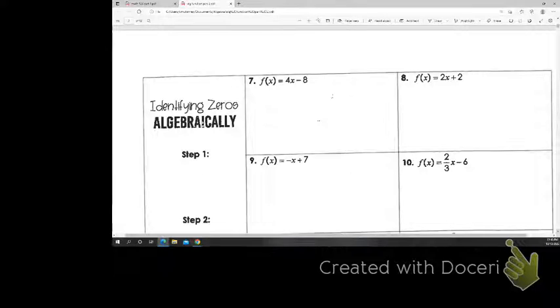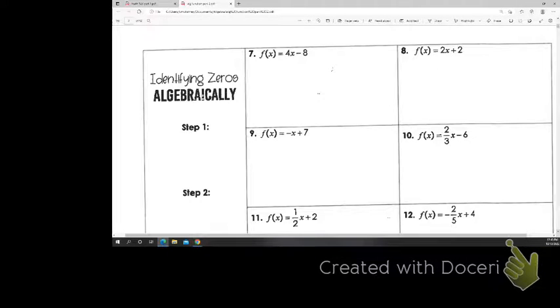Now, if we don't have a graph, I mean, could we make a graph? Well, we could, but you would be working way harder than you need to. We're going to use the other part that I told you at the top, and that is that the x-intercept, the zeros, is when the output is equal to 0.